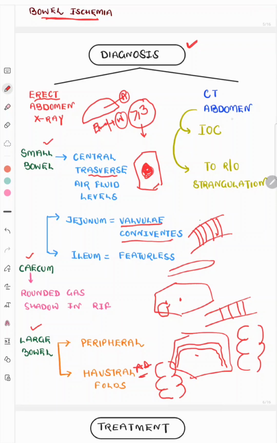CT abdomen. So CT abdomen is an investigation of choice to diagnose the intestinal obstruction, to know the exact site, to rule out any strangulation, gangrene, ischemic changes. We will order CT abdomen for this. So this is the diagnostic part in intestinal obstruction case.